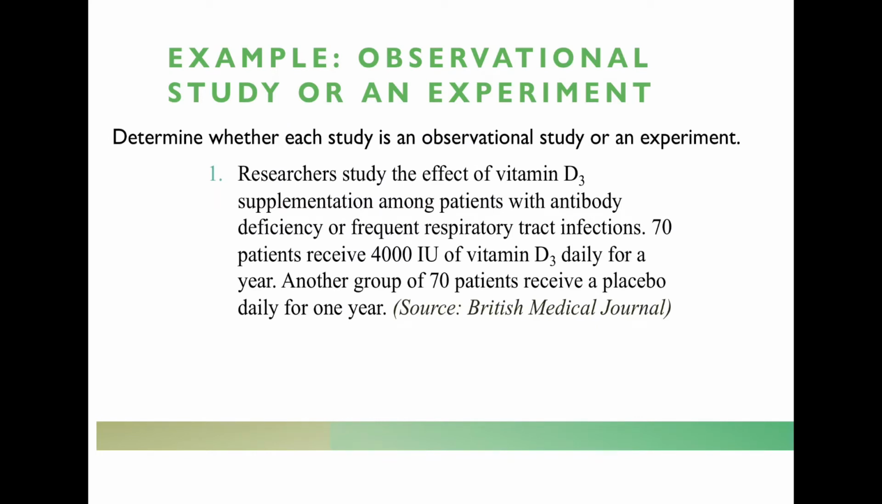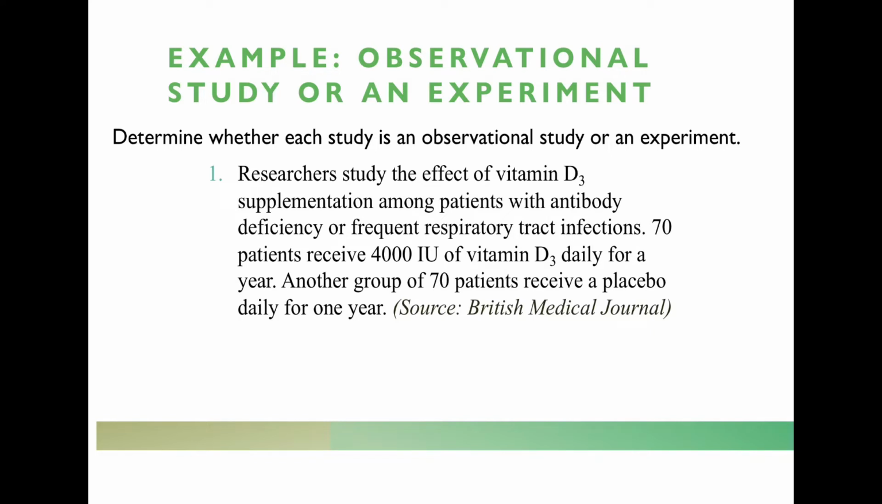All right, well, let's see if we can figure out whether a given study is an observational study or if it's an experiment. Researchers studied the effect of vitamin D3 supplementation among patients with antibody deficiency or frequent respiratory tract infections. 70 patients received 4,000 IU of vitamin D3 daily for a year. Another group of 70 patients received a placebo daily for 1 year. All right, well, this definitely would be an experiment. We are introducing the vitamin D3, and then we're giving another group of people, the 70 patients, a placebo.